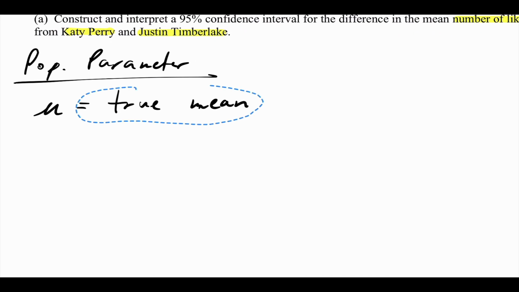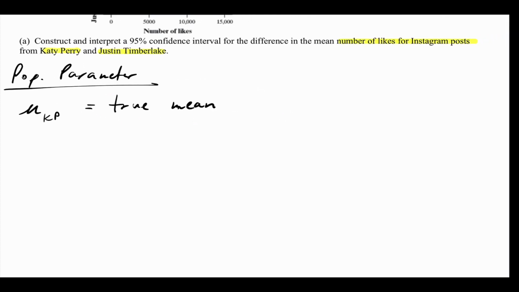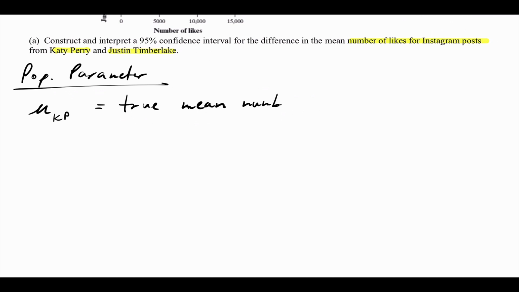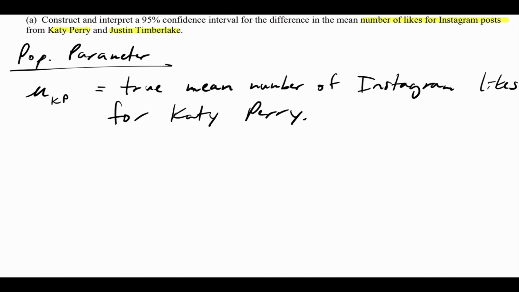Because we're going to have two of these, you can put sub 1, or it'd probably be easier to put sub KP for one and sub JT for the other. Mean number of Instagram likes for Katy Perry. All right. That's the first one.